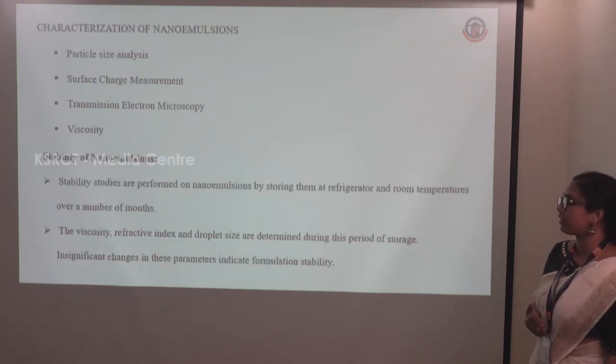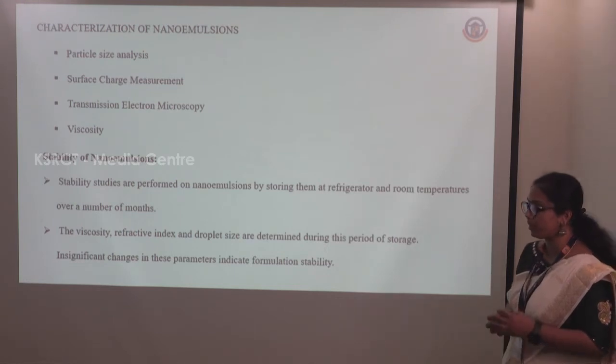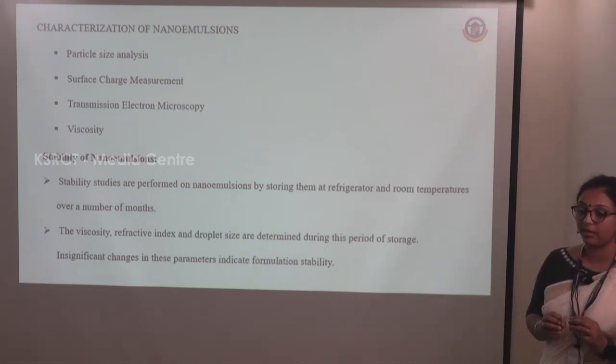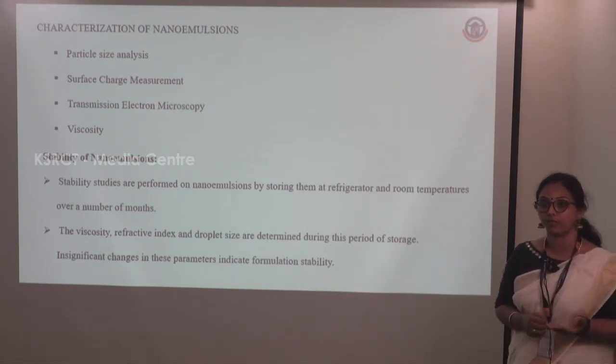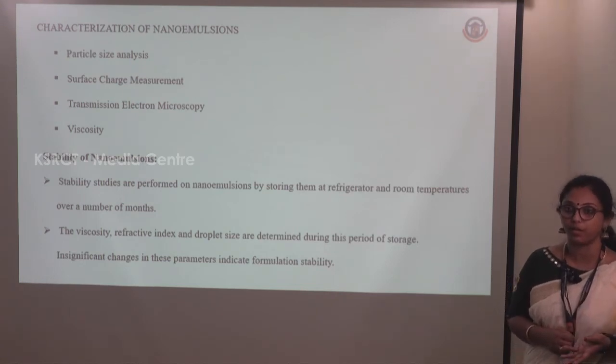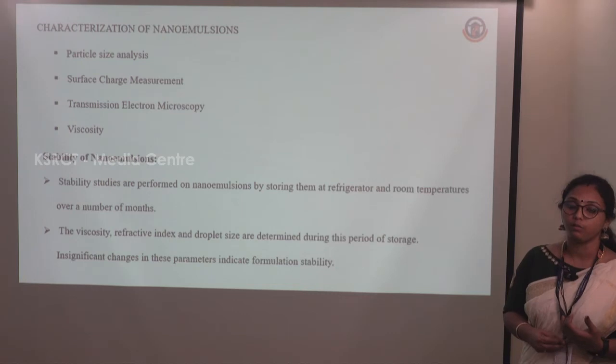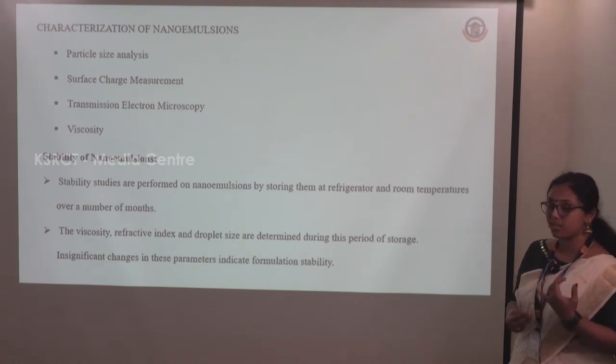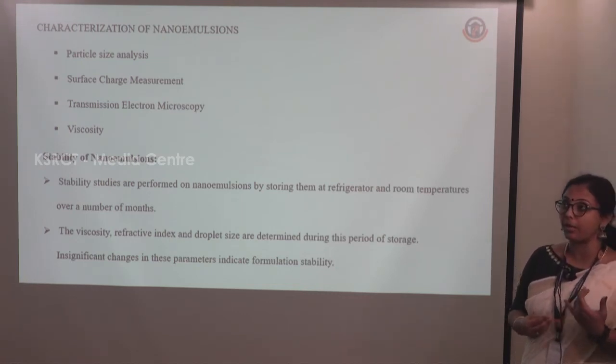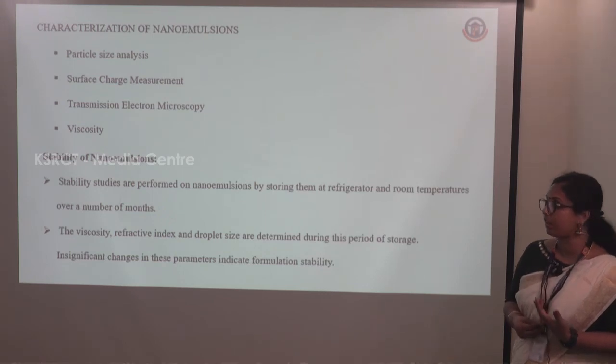Next, coming to the characterization of the nanoemulsion. After preparation of a nanoemulsion, we go for the characterization part. The first thing is we want to check whether the size is in the nano range or not. For that we will be using an analysis method called particle size analysis, which will help you to know the size of the nanoemulsion.